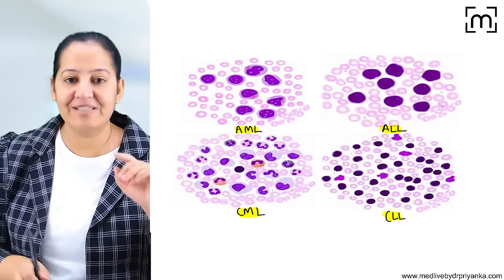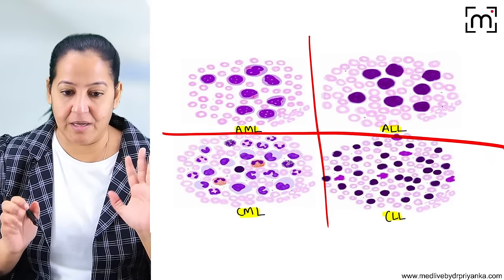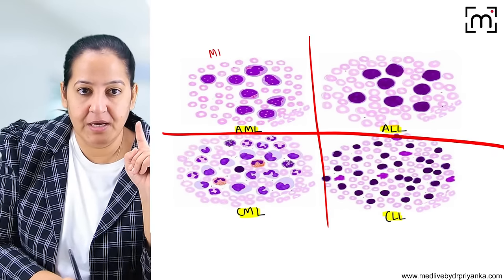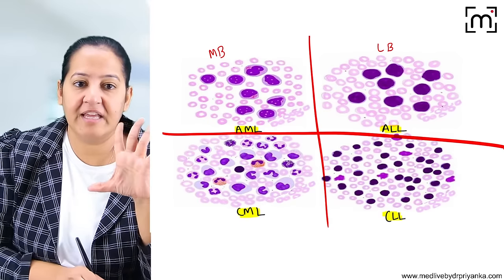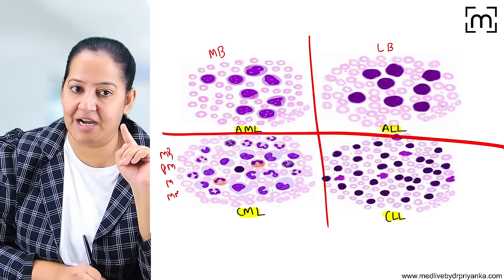So comparing the peripheral smear of all four makes sense. You can see here we are getting only one cell, that is myeloblast, with an Auer rod. Here we get one cell, lymphoblast, no Auer rod. Here we get five cells: myeloblast, promyelocyte, myelocyte, metamyelocyte, and band form.